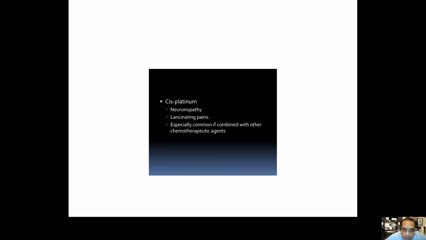One of the other most important chemotherapeutic agents that can cause peripheral neuropathy is cisplatin. Cisplatin can cause lancinating pains, especially common if combined with other chemotherapeutic agents.